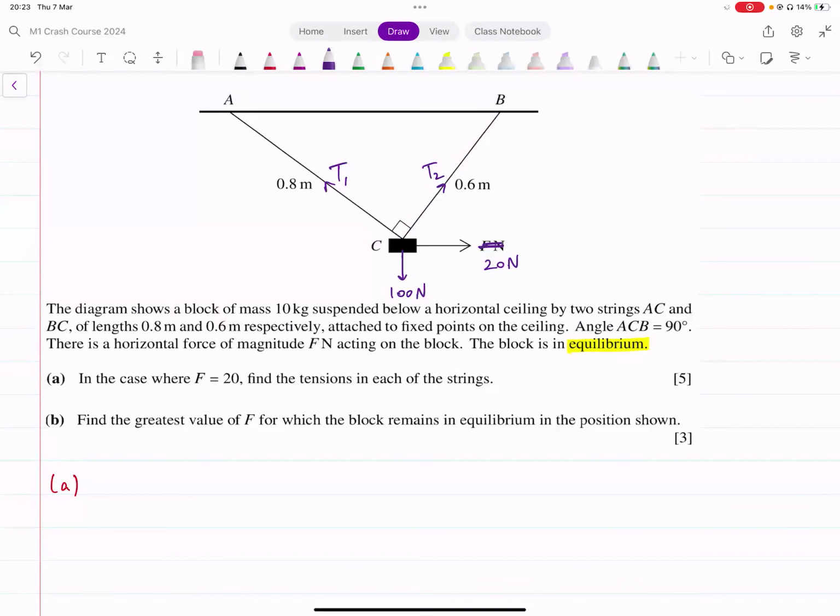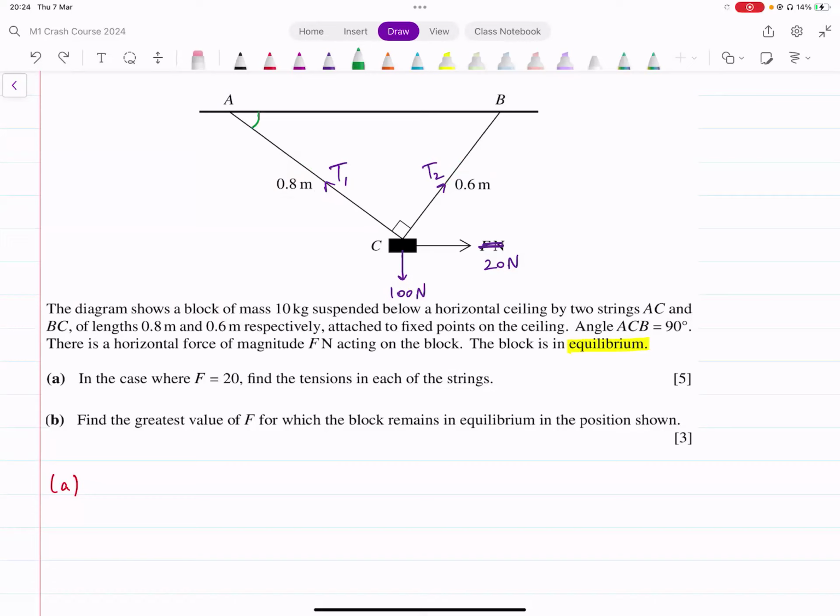Now, we first need to resolve these forces. How do we resolve these forces? 20 is already horizontal, 100 is already vertical. These forces that are acting at angles, these are the forces that need to be resolved. Now, for resolving forces, we need angles. We don't have any angles given. However, they have given us the lengths of these strings. And the whole point of giving lengths in such questions is that they allow you to find the angles you're looking for. It's a right angle triangle, and you know two sides of that right angle triangle. One is 0.8 and the other is 0.6. You can use that right angle triangle to find these angles. Now you can find this angle and this angle.